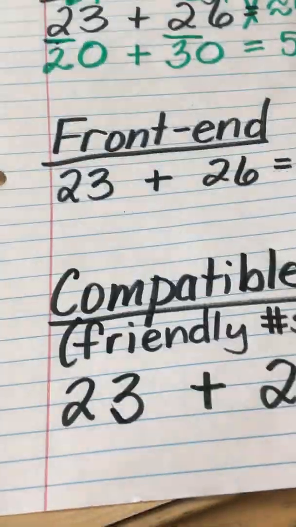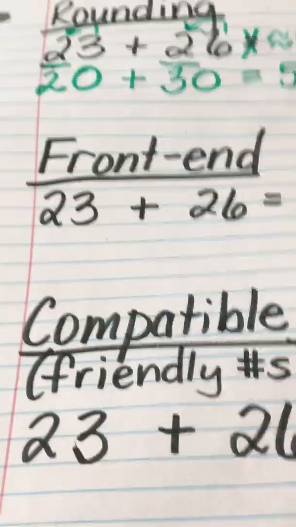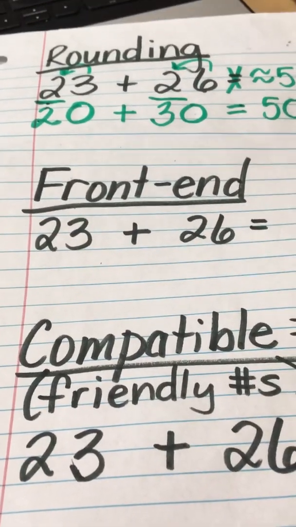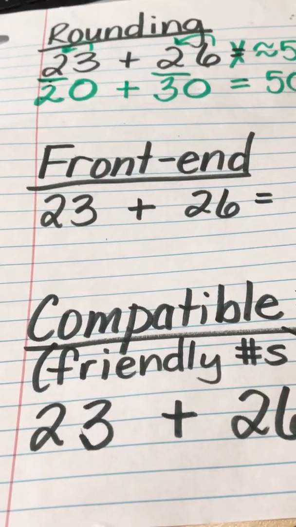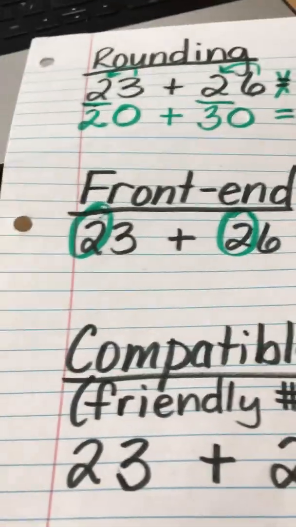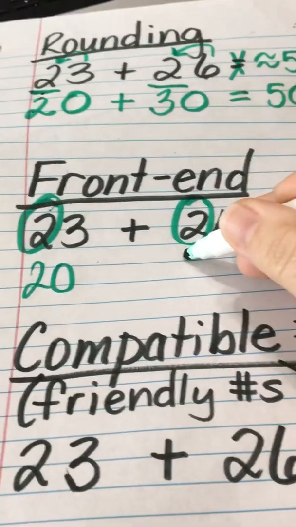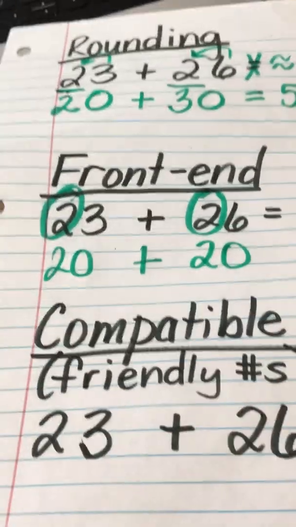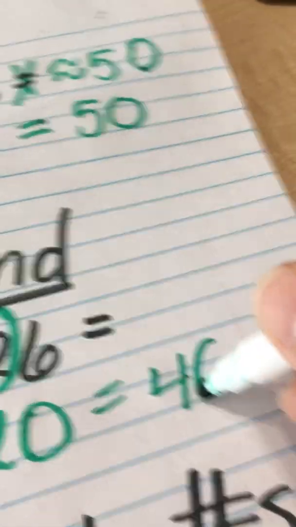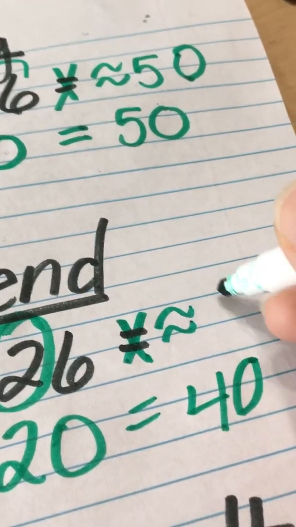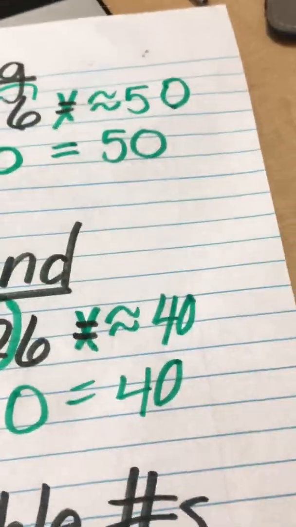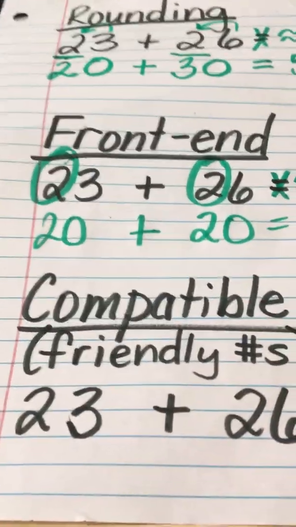Now let's look at front-end estimation. Front-end estimation is actually easier. That's its benefit. It isn't always as good or as close an estimate. That's the drawback. But front-end estimation is so easy because all you have to do is look at the front end of the number. So this one is going to be 20. This one will be 20. There's no rounding involved. I just used the front digit. So 20 plus 20 equals 40. Now, that means that this one is approximately 40. Now, is 40 as close an estimate? No. 50 is closer to 49 than 40 is. But look how easy it was with no rounding involved.